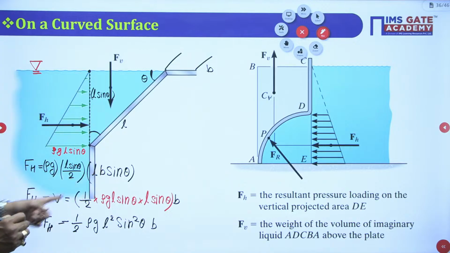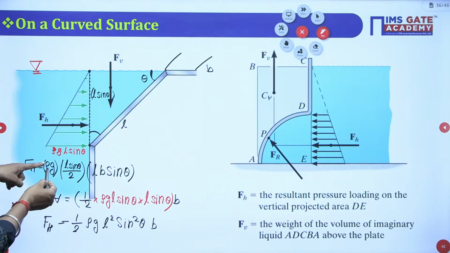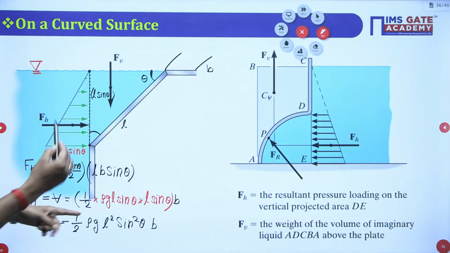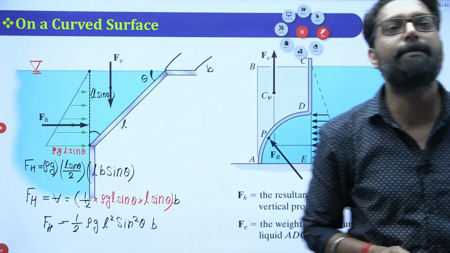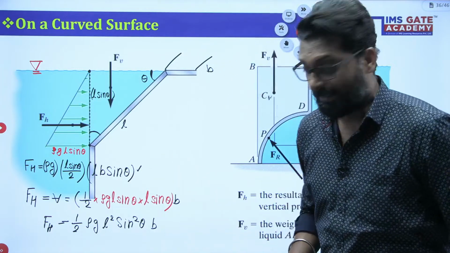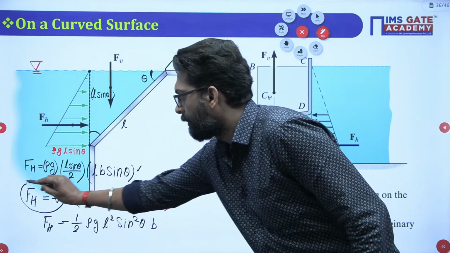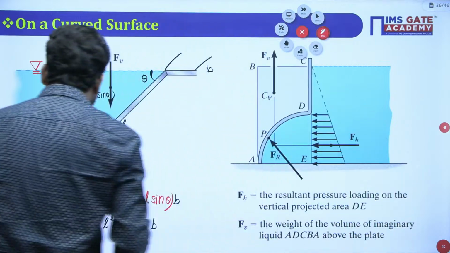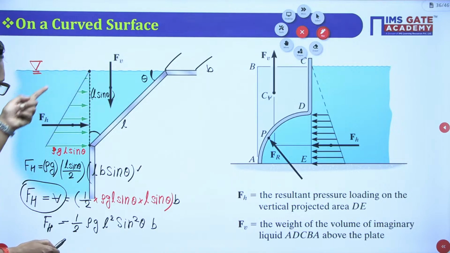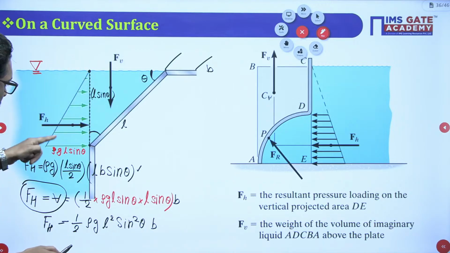You can calculate it both ways. Here it is the same thing: half rho g L square sine square theta. Same result. See the beauty. So this method is called the formula method, and this method is called the projection method. Clear? And where will it act? It will act at the CG of this triangle.